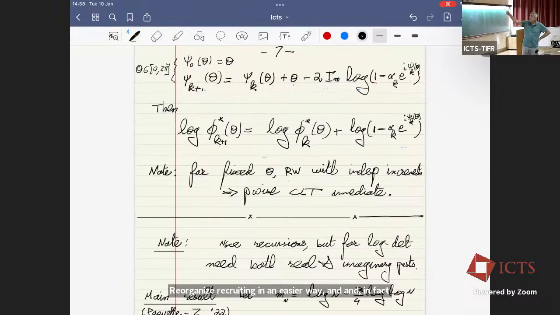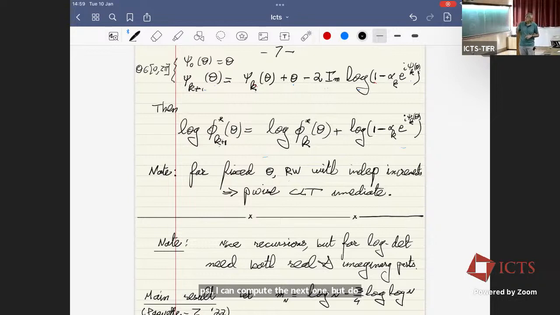So if you write a recursion on phases, this is the object I call psi, then you can write that psi k plus 1 is psi k plus theta, the angle where you are on the unit circle, minus a quantity, which is log of 1 minus alpha k, the same alpha k's that we introduced earlier, times e to the I psi k, where this psi k are the previous step. Okay? So this is, of course, a Markov chain. If you give me psi, I can compute the next one.